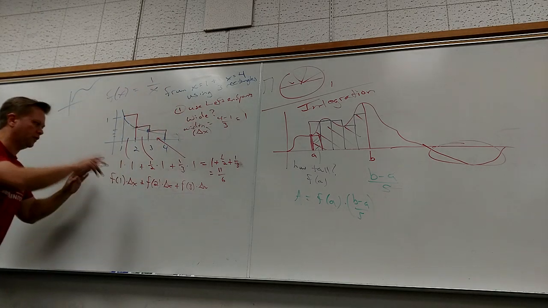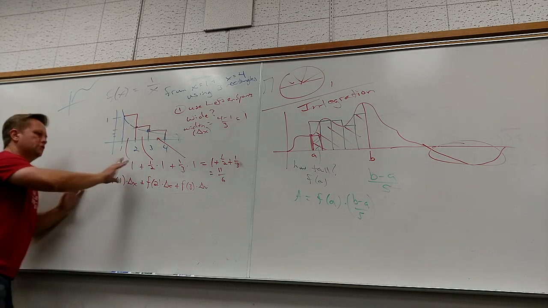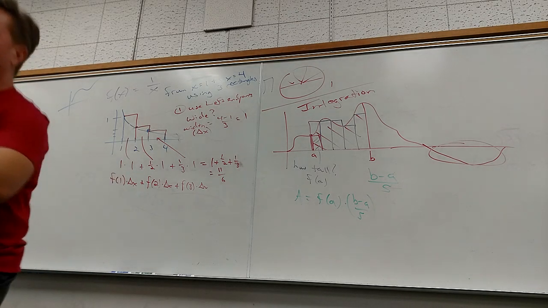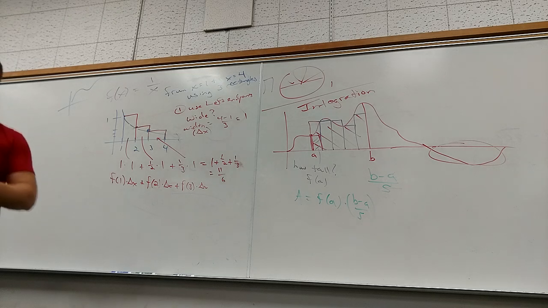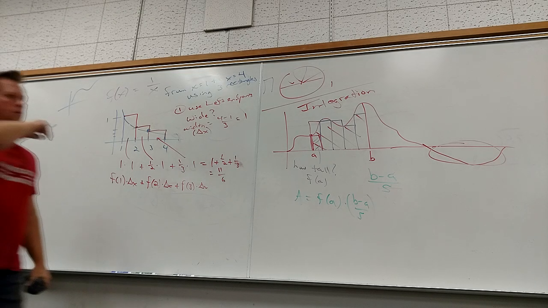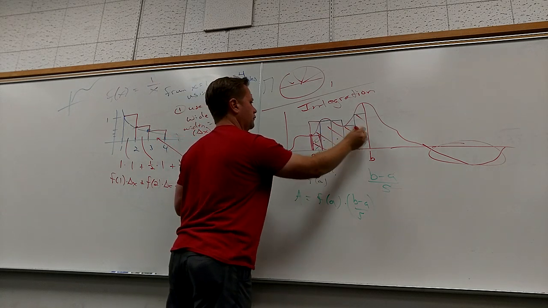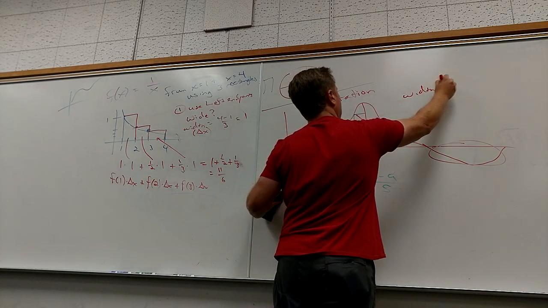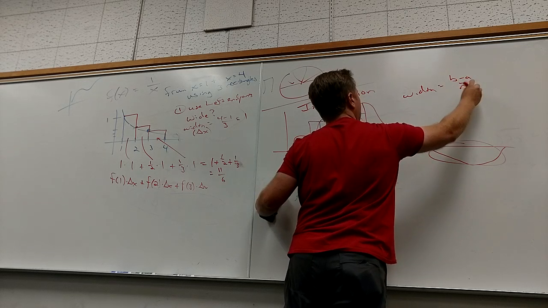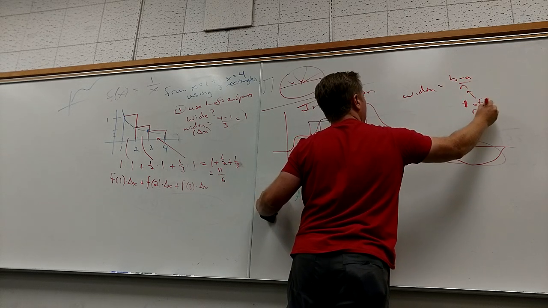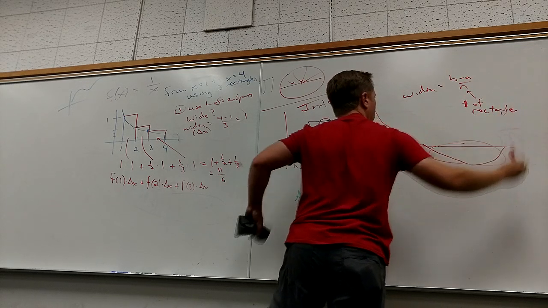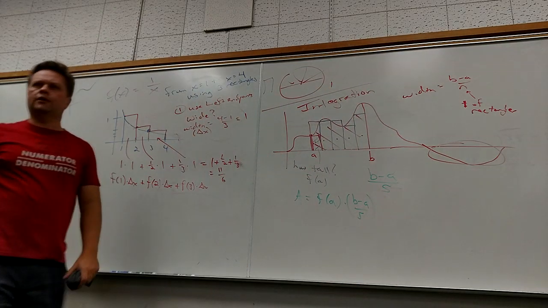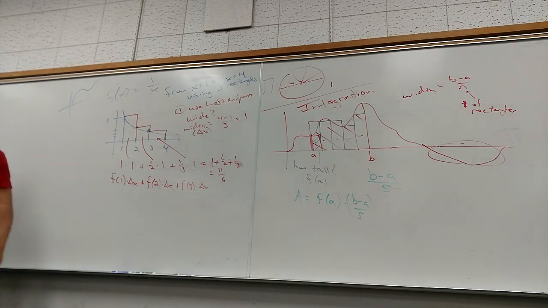Now, real quick, before I do that, well, let's do that, and then I'll be a little more precise with the symbols. Yes. The number underneath B minus A is the number of rectangles. Here I happen to use 1, 2, 3, 4, 5. So the width in general is going to be B minus A over N, where N is the number of rectangles. They have to tell you a number of rectangles. Anything from 1 to infinity.